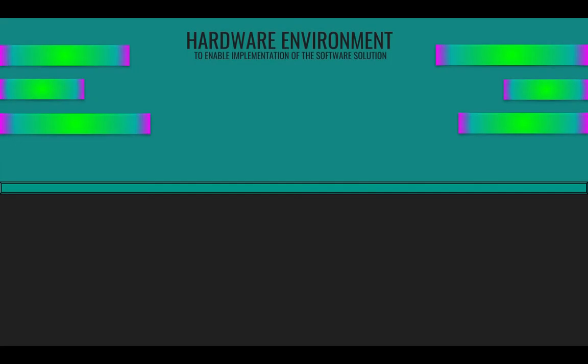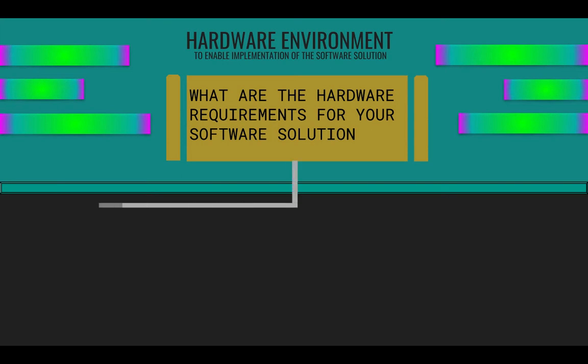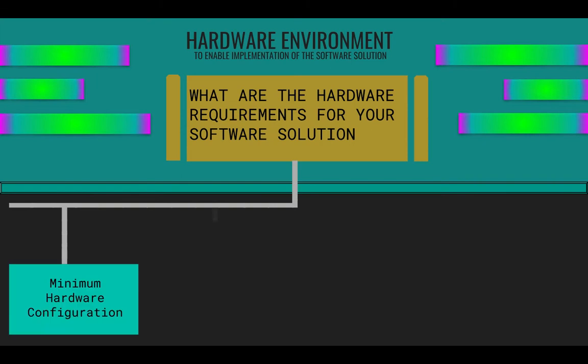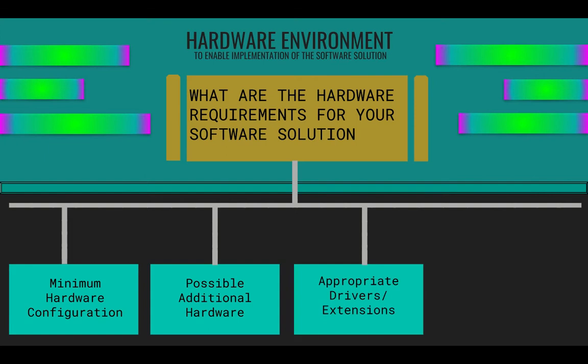Alright, beginning with hardware environment to enable implementation of software solutions. One of the main factors as a software developer to consider during the implementation stage of your software solution is the hardware environment, which simply means what the hardware requirements will be in order for your solution to work successfully and effectively. Main considerations include the minimum hardware configurations, possible additional hardware, and finally appropriate drivers or extensions.